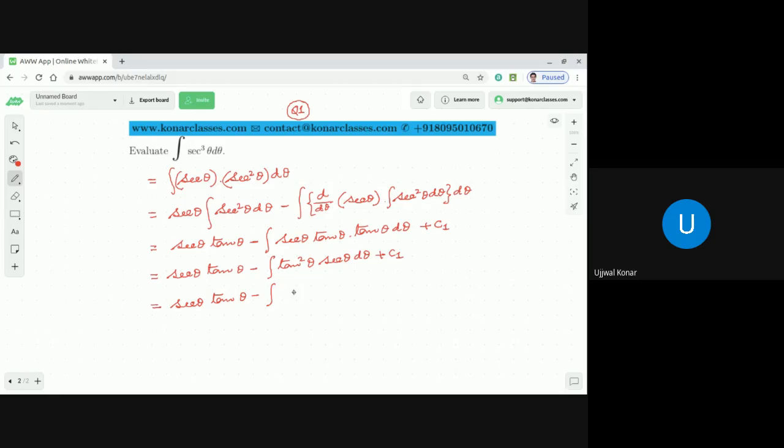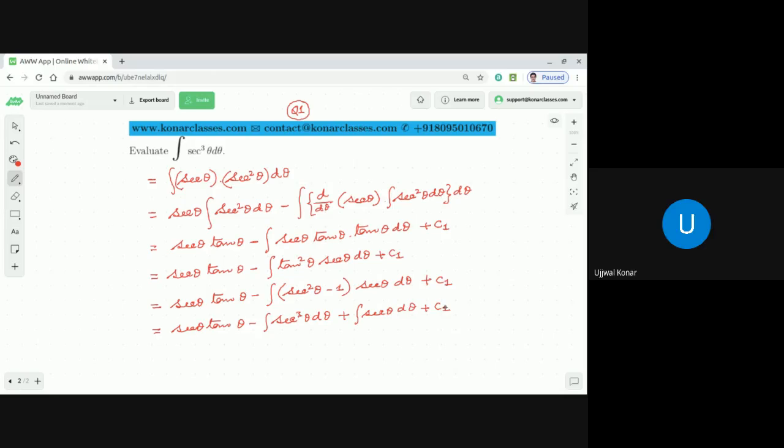I'm so sorry. Just a minute. Let me write properly. Correct or not? Yes. Sec square theta minus 1 into sec theta d theta, correct or not? So plus C1. So now what we can write is that this is equal to sec theta into tan theta minus integration of sec cube theta d theta plus integration of sec theta d theta. Correct? All of you agree with me?